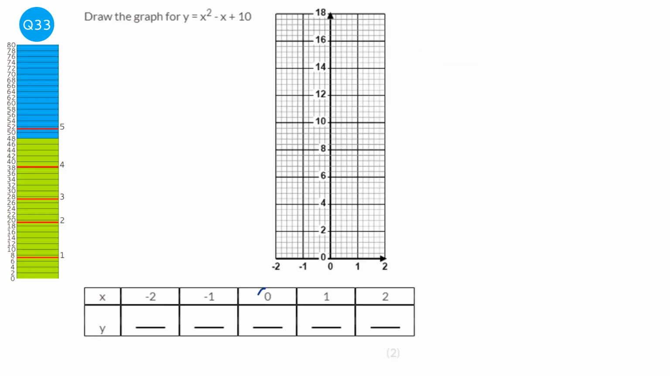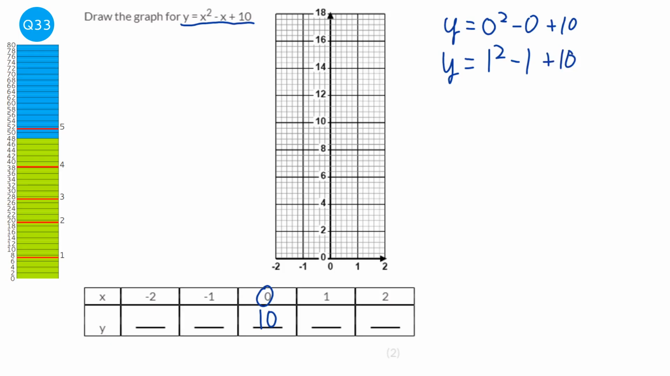So we're going to start off with x equals 0, and we're going to write out this equation, but with 0 every time it says x. So it's going to be y equals 0 squared minus 0 plus 10. Well, 0 squared is just 0, so 0 take away 0 is just 0, plus 10 is just going to be 10. So the answer there would be 10. Do the same for 1. So it would be 1 squared minus 1 plus 10. Well, 1 squared is 1, 1 take away 1 is 0, plus 10 is 10, so that will also be 10. 2 squared minus 2 plus 10. 2 squared is 4, 4 take away 2 is 2, plus 10 will be 12.